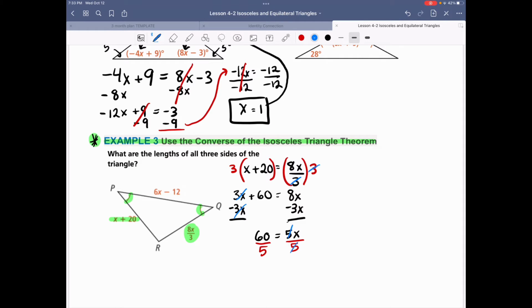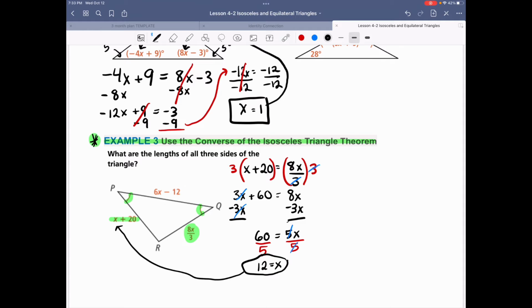This cancels. 60 divided by 5. What's 60 divided by 5? Good, it's 12. So x is equal to 12. That is not the answer. The question asked, what are the lengths of all 3 sides of the triangle? So to figure that out, I have to take the x and plug it into this x. And you can plug it into the other x's as well, but let's just start with this.